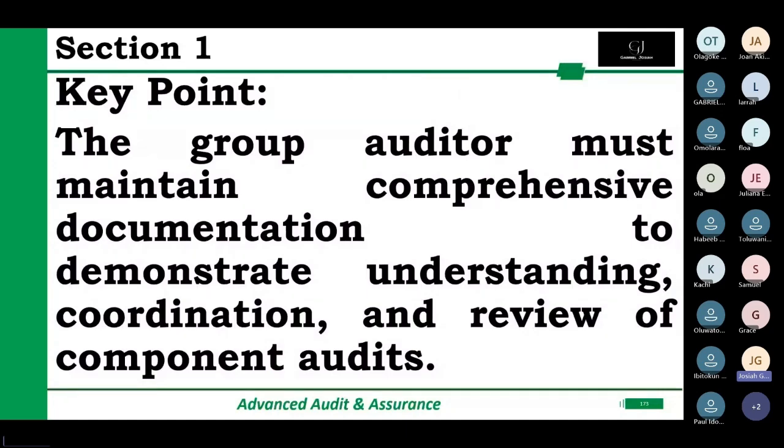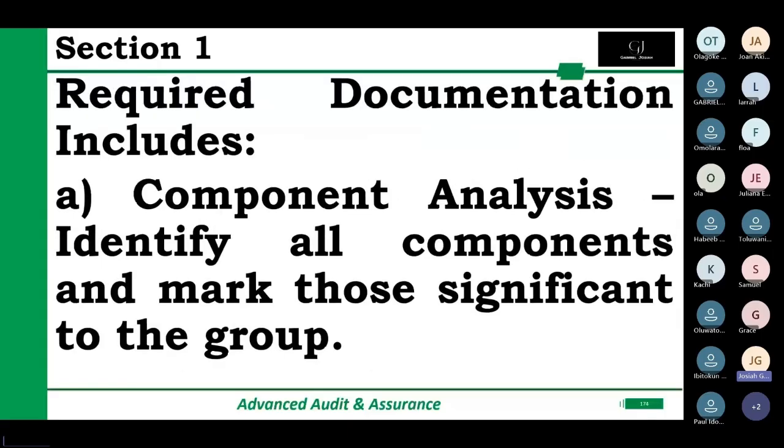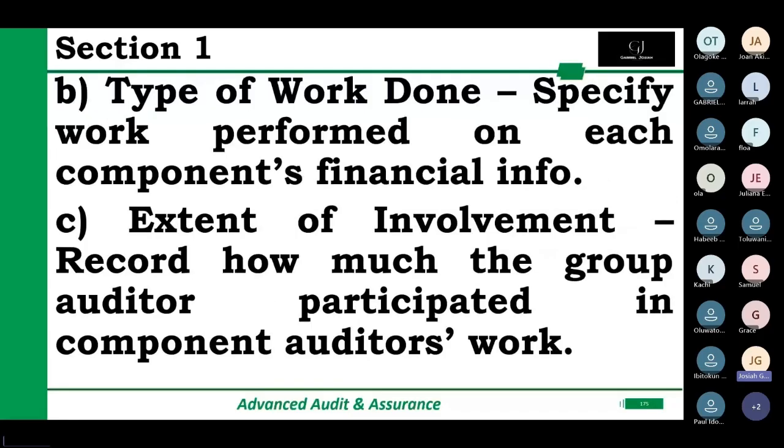So required documentation includes areas around components analysis, documentation to identify all components and mark those significant to the group, and those insignificant has to be documented. Also, documentation around type of work done, specific work performed on each component's financial information needs to be documented. Also, the extent of the group auditor's involvement in the component's work must be documented. It needs to record how much the group auditor participated in the component auditor's work. The level, percentage and frequency of involvement has to be documented.